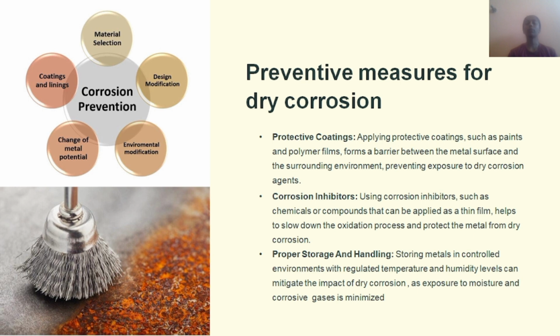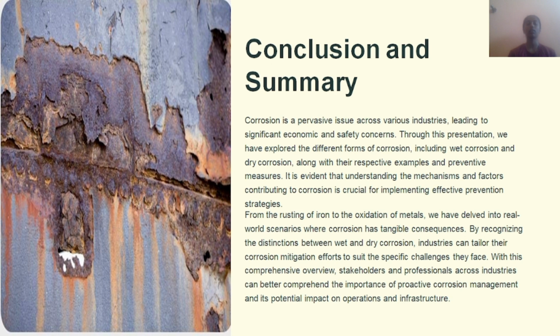Preventive measures for dry corrosion. Protective coatings. Applying protective coatings such as paints or polymer films forms a barrier between the metal surface and the surrounding environment, preventing exposure to dry corrosion agents. Corrosion inhibitors. Using corrosion inhibitors such as chemicals or compounds that can be applied as a thin film helps to slow down the oxidation process and protect the metal from dry corrosion. Proper storage and handling. Storing metals in controlled environments with regulated temperature and humidity levels can mitigate the impact of dry corrosion as exposure to moisture and corrosive gases is minimized.